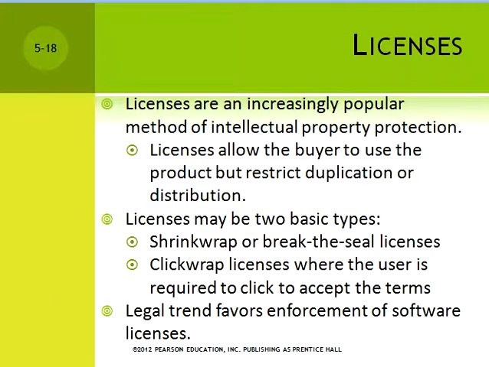Next, we move to licenses. They are an increasingly popular method of intellectual property protection. Licenses allow the buyer to use the product but restrict duplication and distribution. So licenses are given basically for the purpose of increasing sales, but at the same time with the consent of the buyers of these companies. There are two types of that. One is called break-the-seal licenses, in which case you are not giving them the right to the whole software itself, but the click-wrap is the license in which the user is required to click to accept the terms and conditions.